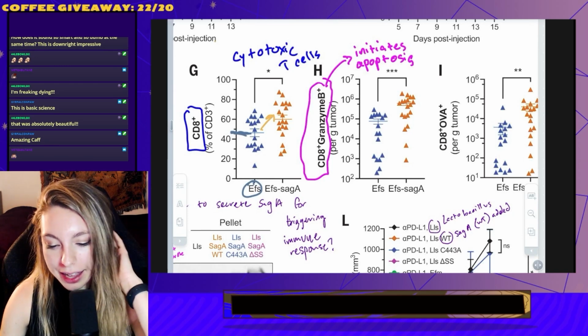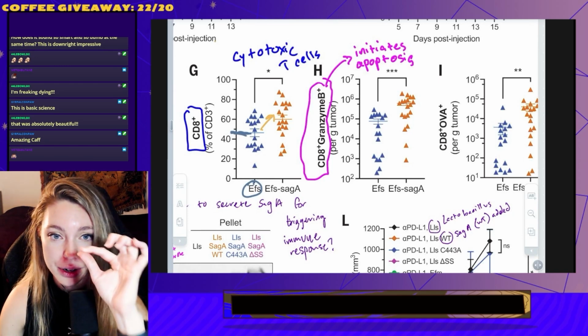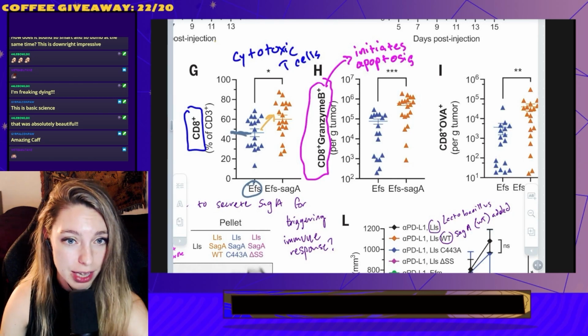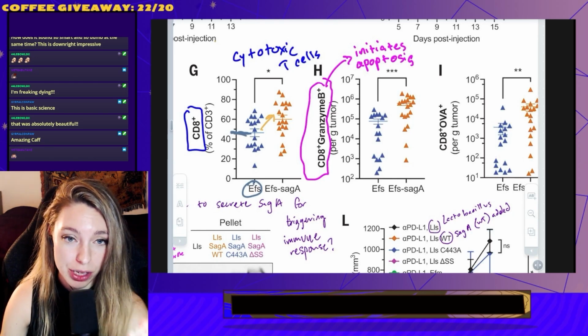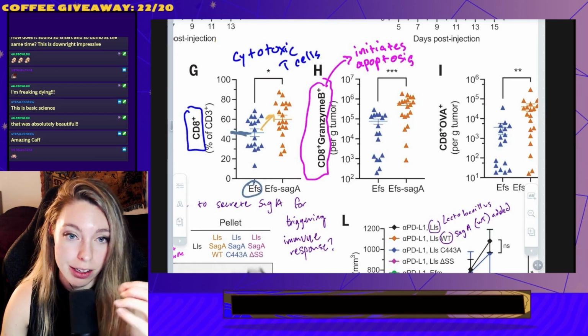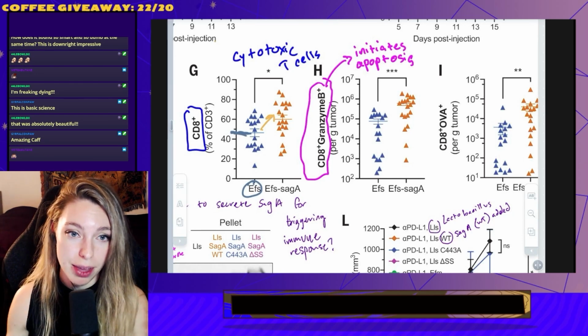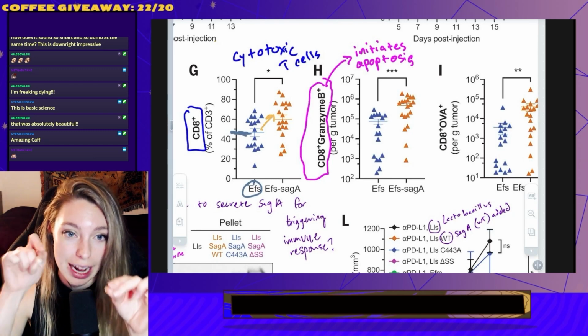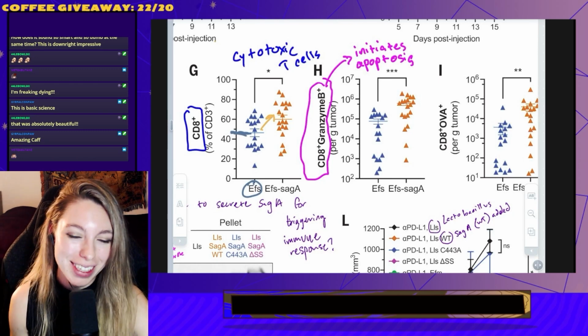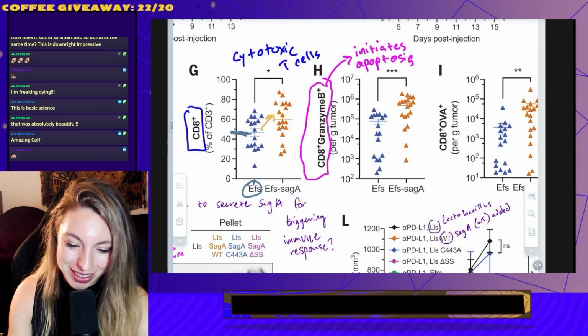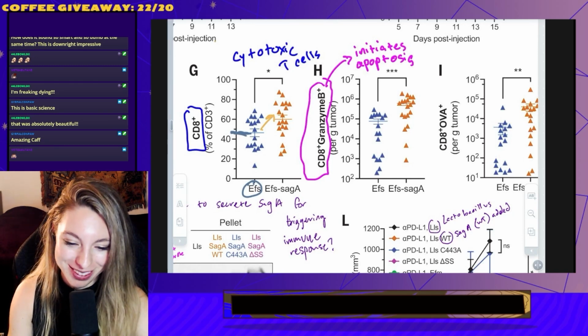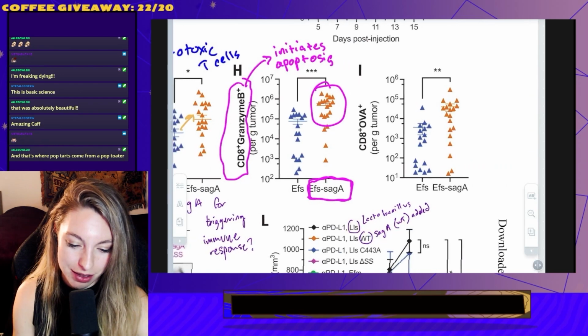So they were looking at cytotoxic T cells that were expressing granzyme B. Normally, if cytotoxic T cells are activated and really good at killing things and they're uninhibited, they'll express a lot of granzyme B inside of them because they're making it all the time so they can shoot it out into their target cell. You could think of it as bullets, or T cell ammo. So the mice that got the bacteria with SagA have T cells that have more of this special T cell ammo. So that's really cool to see.